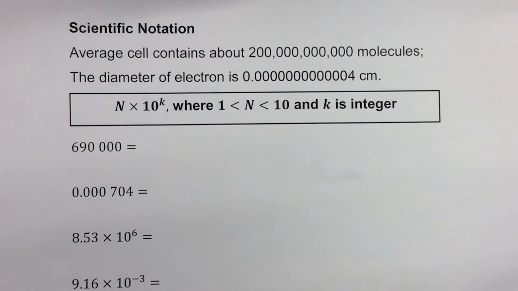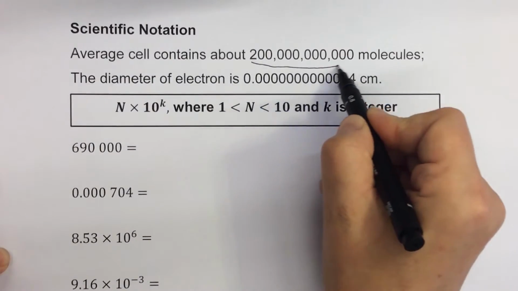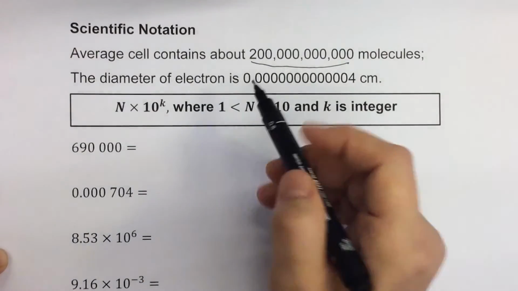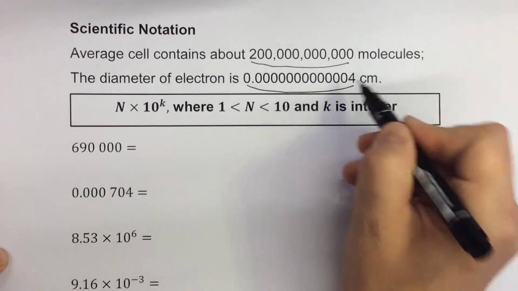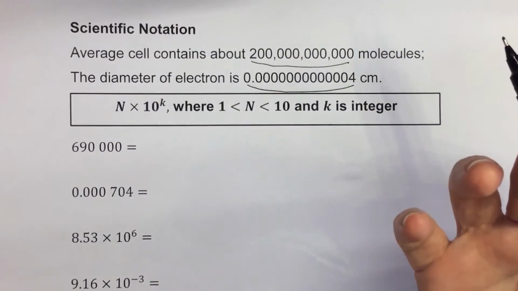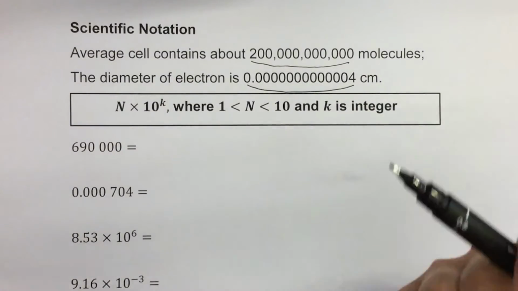What is scientific notation? Well, in science, we deal with very large numbers or very small numbers, and sometimes it's very difficult to even understand what sort of number it is. For example, an average cell contains that many molecules. Can you read this number? Or the diameter of an electron is this number. Very small. We can see it, that's a lot of zeros, but how do we compare those numbers and understand how small or how big it is? That's why we use scientific notation.